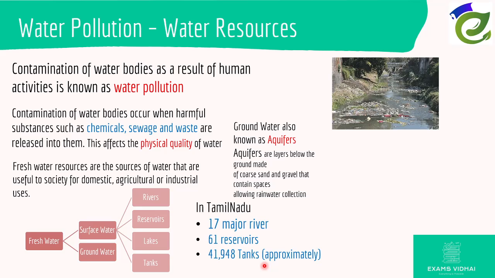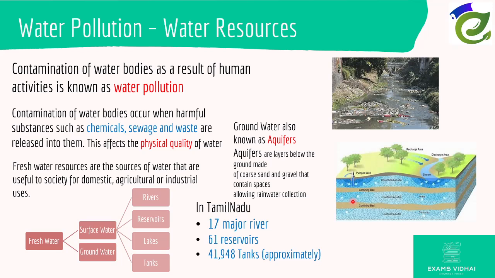Groundwater is also called aquifers. Aquifers are the layers below the ground, made of sand and gravel, that collect rainwater. These are the aquifers that I'm talking about, these layers of ground. What happens is, the streams or the rainwater coming down into the ground seep through and are collected inside these layered parts of the ground, and then you have a pumping mechanism to pump out water from the ground, and this is called groundwater.